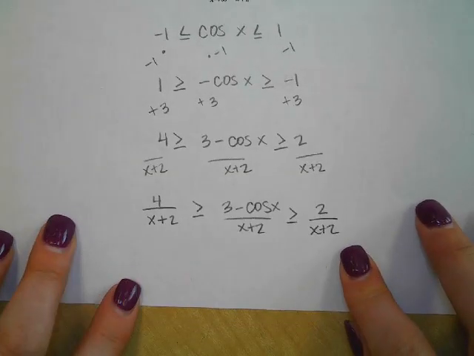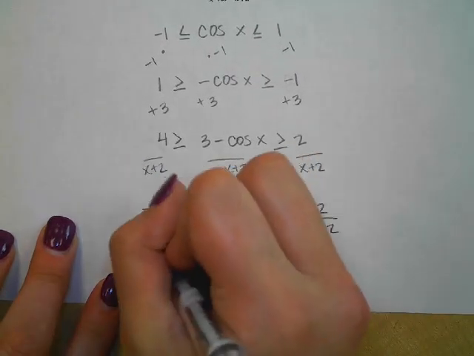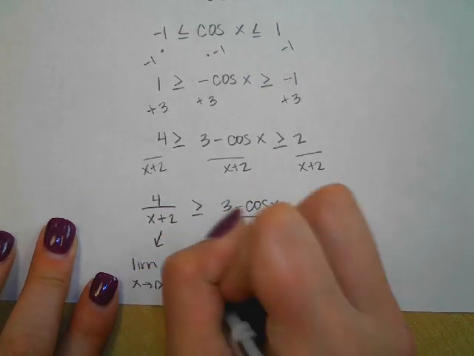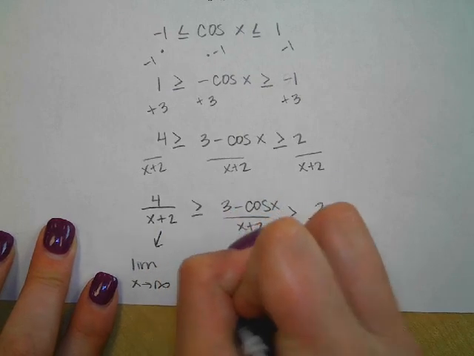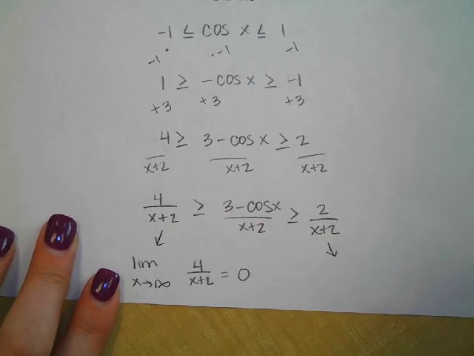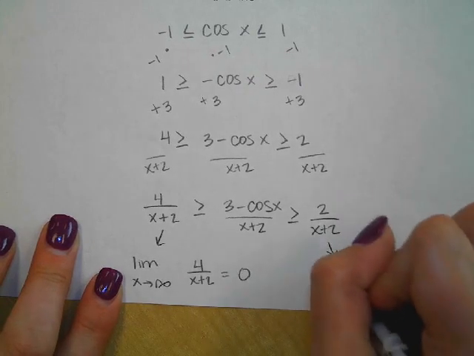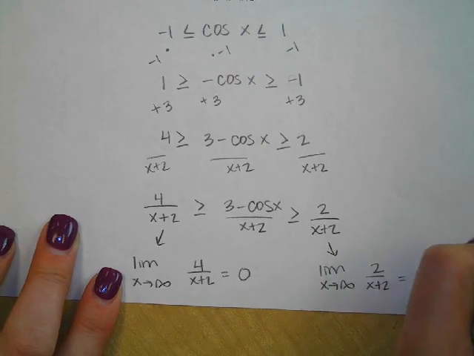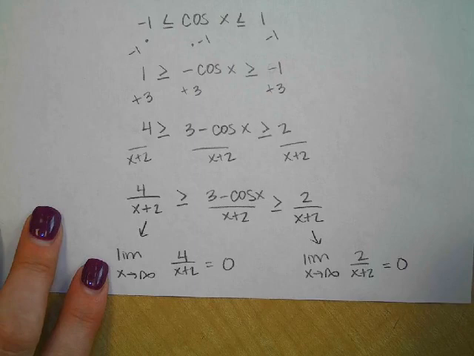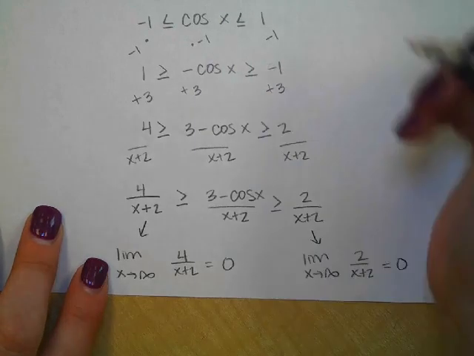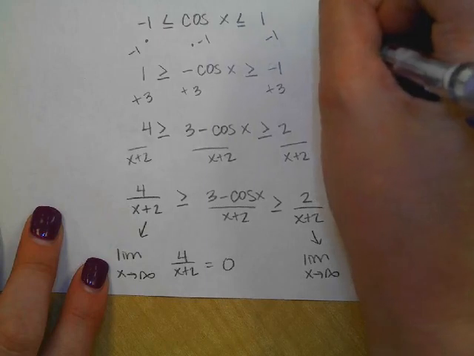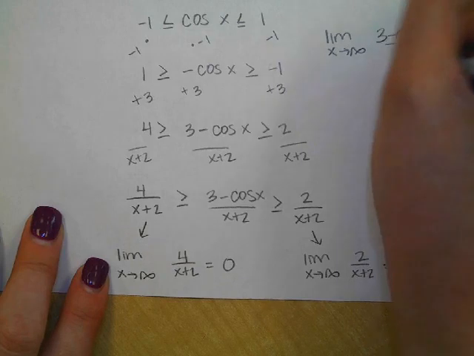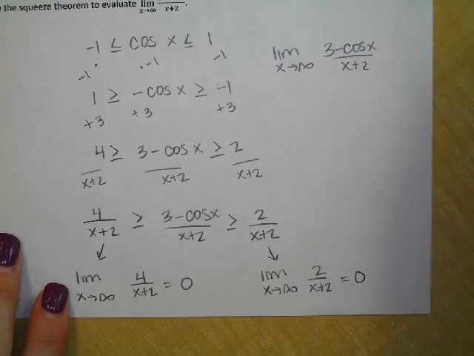Okay, so now I can go ahead and evaluate these two limits on the end. The limit as x goes to infinity of 4 over x plus 2, well, I know that's 0 because that's 4 over infinity. And for this one, the limit as x approaches infinity of 2 over x plus 2, I know is also 0 because I have 2 over infinity. And so just like we kind of predicted using n to the n FEPL, we can say that the limit as x approaches infinity of 3 minus cos x over x plus 2 equals 0 as well.